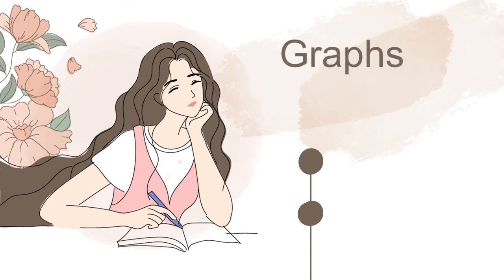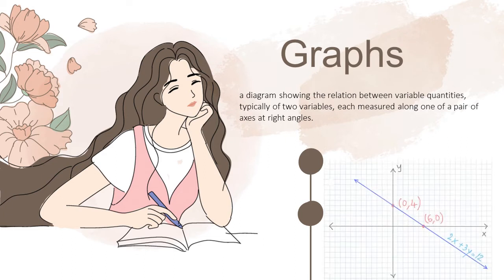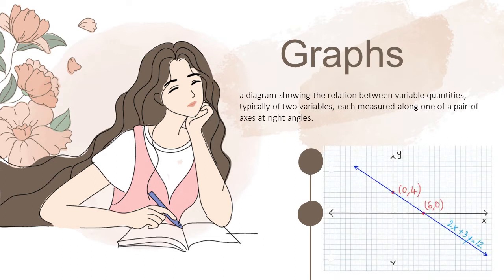Next is graphs. A graph can be defined as a pictorial representation or a diagram that represents data or values in an organized manner. The points on the graph often represent the relationship between two or more things. So we have here an example of a graph. This one.